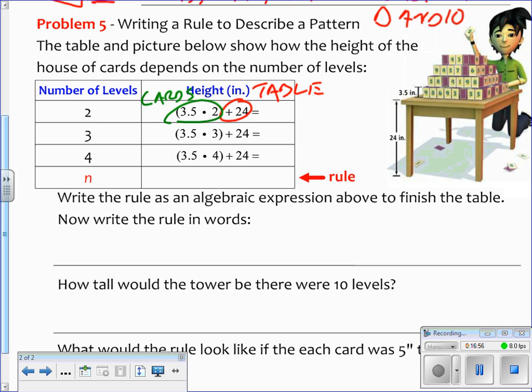Notice where these all line up. 2 cards high, 3 cards high, 4 cards high, n cards high. Where do those go in here? 2, 3, 4, n. So my formula is going to be the height of a card times n. That's how tall the house of cards is. If I build it 3 levels, I put in 3 for n. If I build it 10 levels, I put in 10 for n. Good for you for building one 10 level high without knocking it over. Okay. And it's always at least 24.